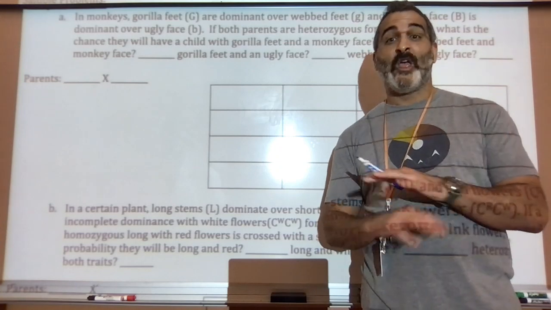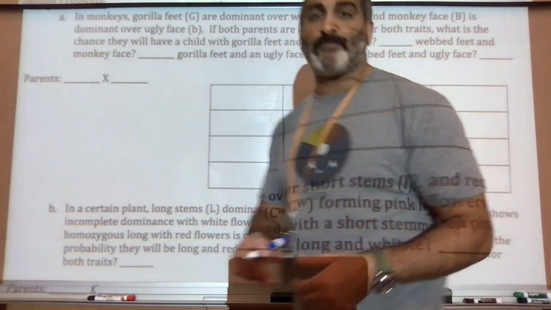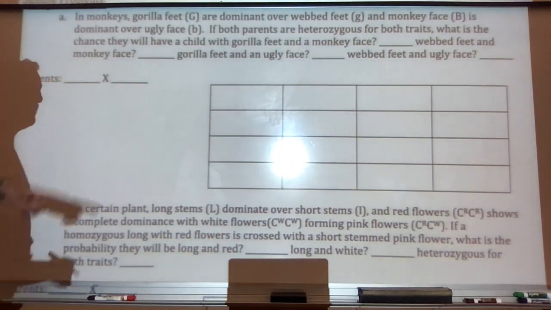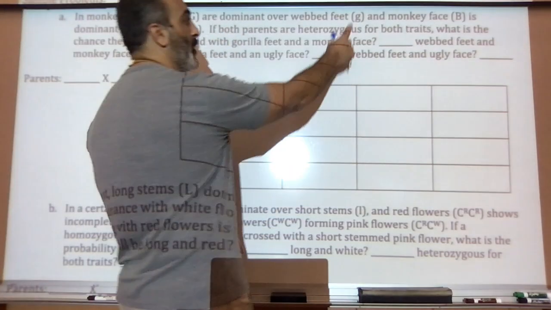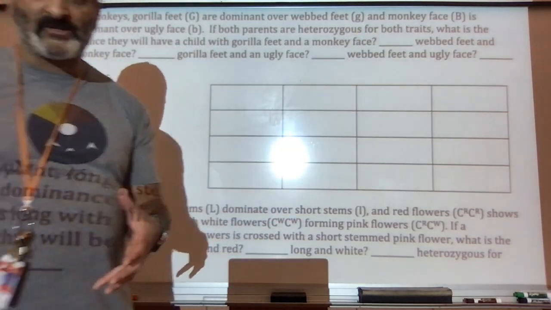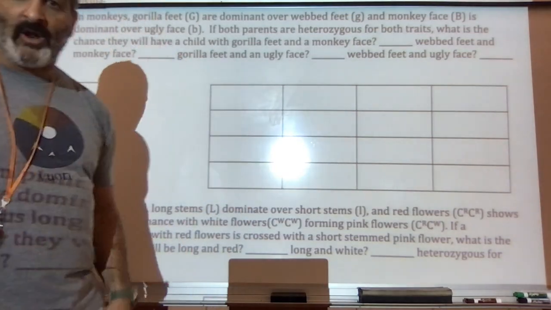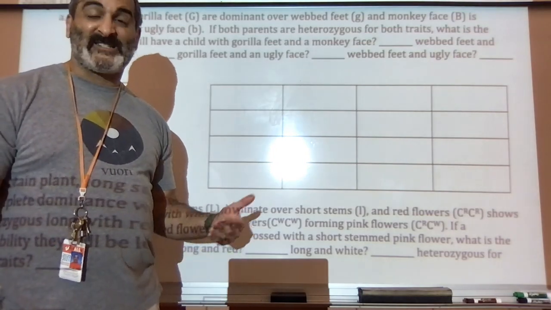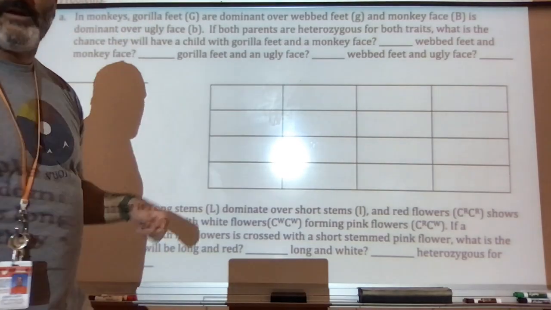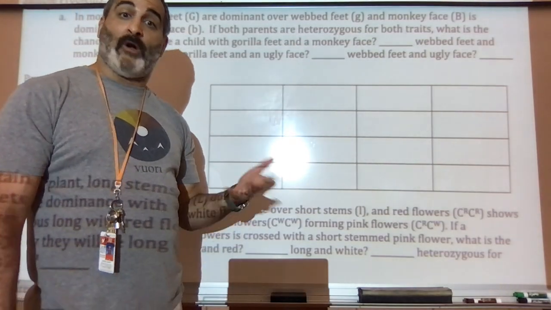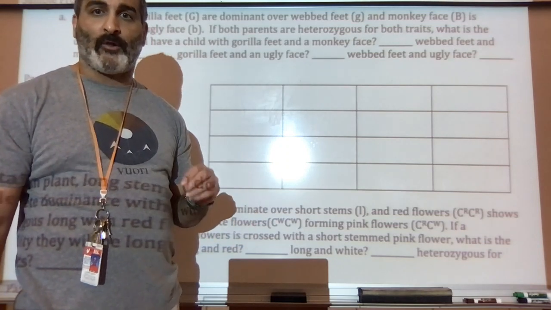Let's work this one. This one, no shortcuts, and I'm going to explain to you why there are no shortcuts. Okay, so let's go through this problem together. In monkeys, gorilla feet, capital G, dominates web feet, lowercase g. Okay, so our first characteristic has to do with G's, has to do with their feet. Web feet or gorilla feet in this case. Web feet is recessive. The only way to get web feet is 2 lowercase g's. How do you get gorilla feet? Uppercase G, uppercase G, or uppercase G, lowercase g, because that dominant letter is going to show itself over the lowercase letter.